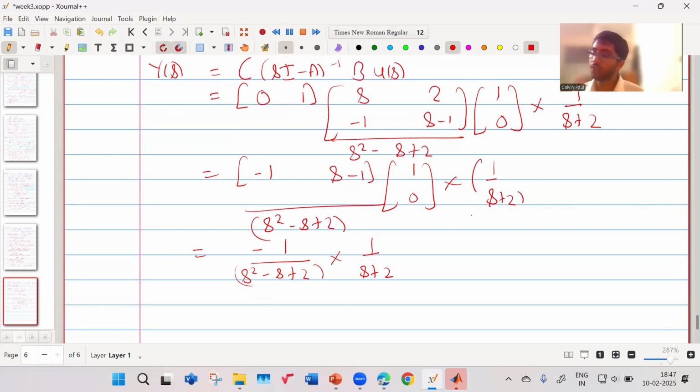Now we have to find y of t. So how do we write 1 upon s square minus s plus 2?